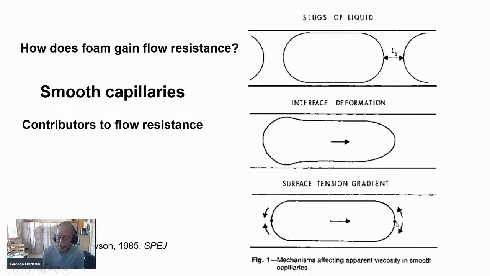At the front stagnation point, the surfactant is being swept away. On the back stagnation point, the surfactant is accumulating. And so you have a higher surfactant concentration at the back of the bubble than you do in the front of the bubble. Thus, there's a surface tension gradient along the bubble. This results in additional resistance.